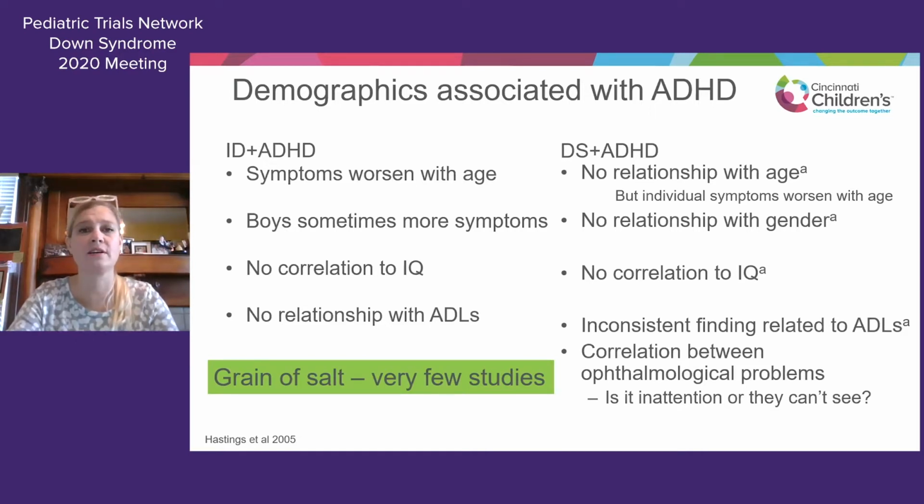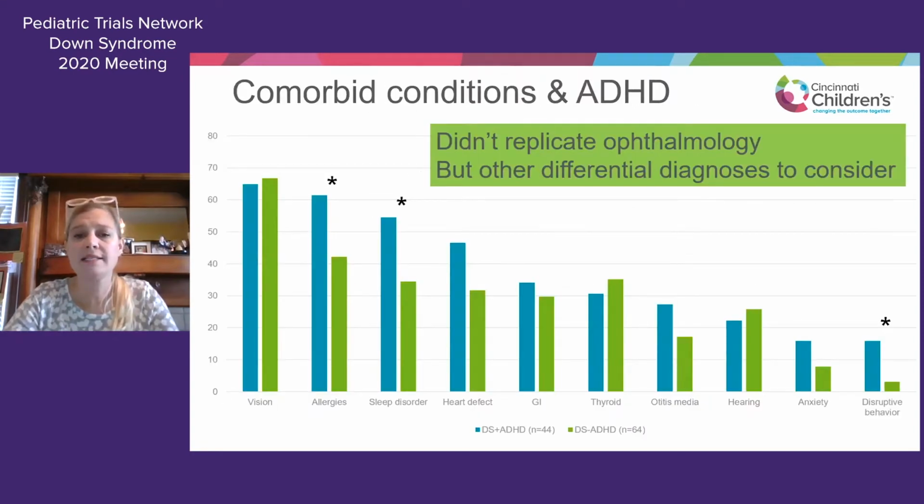So it's really important that we consider other conditions when we're looking at ADHD. In our own pilot data, we've got about 44 kids with Down syndrome and ADHD, and 64 who don't meet criteria. And we didn't replicate any findings in terms of group differences with vision concerns. Both groups were having about comparable levels of vision concerns. But we did find other conditions where there were differences. Our children with ADHD had more concerns for allergies, had more concerns for sleep problems, and had more diagnoses of disruptive behavior disorder.